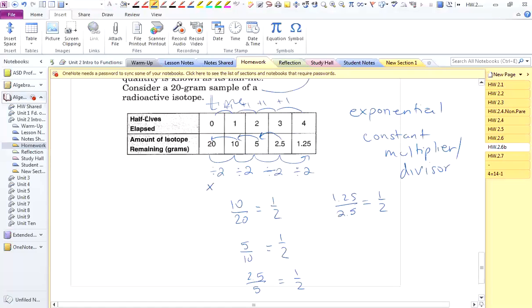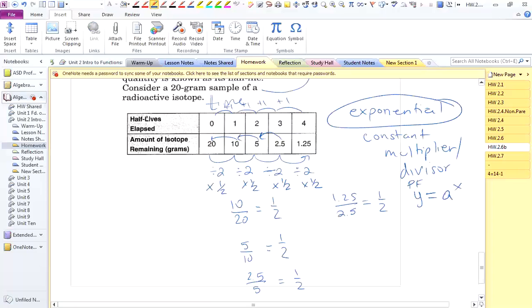Okay, so each time you're dividing by 2, or you could say that you're multiplying by 1/2, which is the same thing. Whenever you have a common multiplier or divisor, that means your function is exponential. So the parent function for this one will be what? Y equals? X squared? Not x squared, exponential. What's the parent function for exponential? A to the x. Yeah, a to the x.